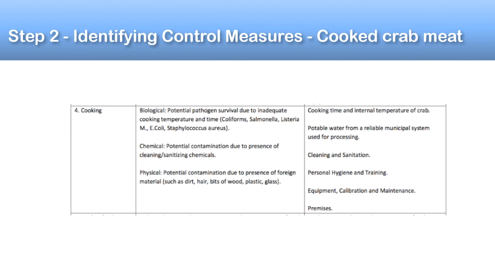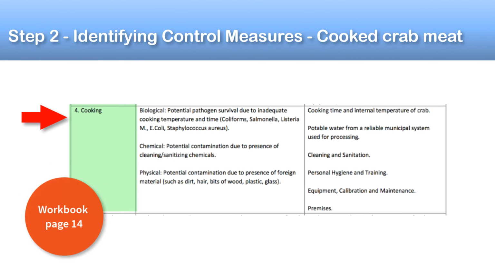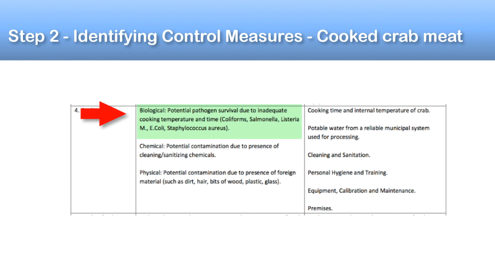Let's look at Step 4, cooking, and one of the hazards there. The hazard is a biological hazard that potential pathogen survival could happen due to inadequate cooking temperature and time. The biological hazards we're concerned about are coliform, salmonella, listeria monocytogenes, E. coli, and Staph aureus. The controls are the cooking time and internal temperature of the crab when it's being cooked.